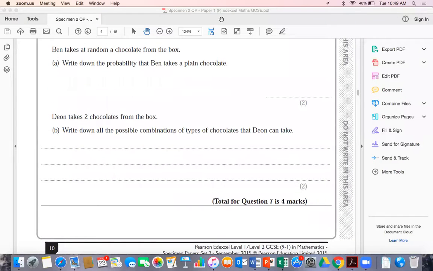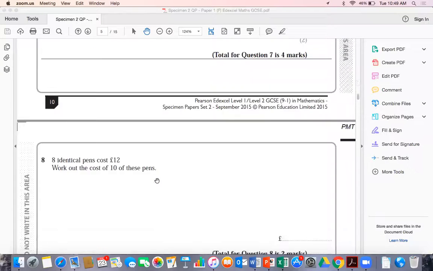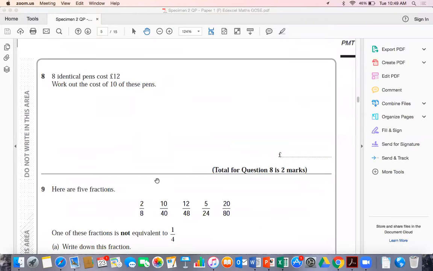Okay, the second one right through. Okay, we'll move on to number 8. 8 identical pens cost 12 euros. Work out the cost of 10 of these pens. 50. Yeah. 50, are you sure? 15. What did y'all get? Anyone else got a different answer? It's ratio, okay? So you should get 15 euros.